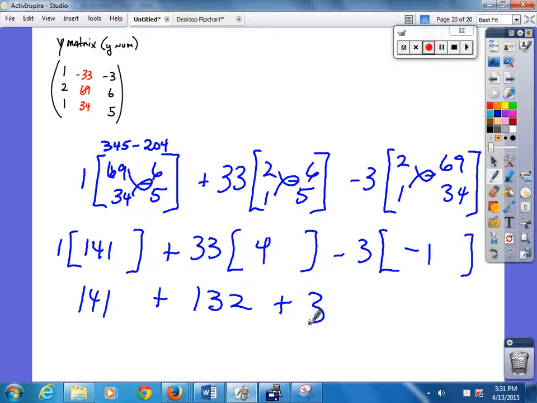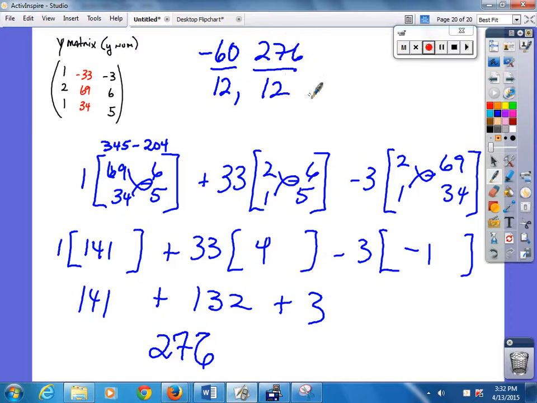And 141 plus 132 is 273, 276. Help me out. Somebody take 276 and divide it by 12. What do you get? Yes. I hope that was our number. Was that our number? Good. So what was our first one? Something over 12. Negative 60 over 12. And this one is 276 over 12. And our last one is going to be something over 12. So let's see what the last one's going to be.